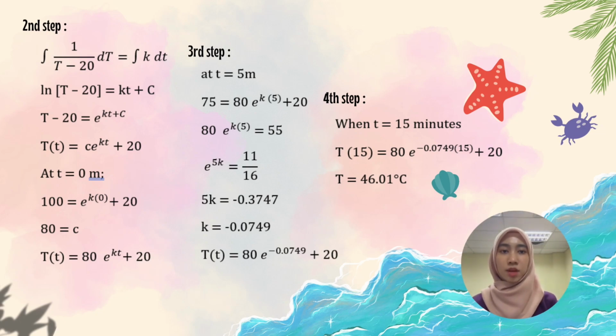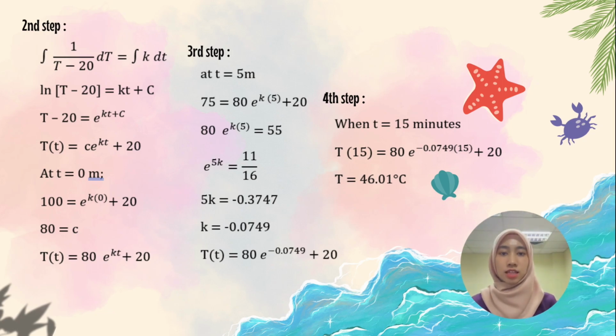Then we eliminate ln by multiplying with exponential. So we get T minus 20 equals e to the power of kt plus c. Then we apply the initial condition T(0) equals 100 degrees Celsius: 100 equals e to the power of k(0) plus 20. Then we get the value of c, which is c equals 80. And then we get T(t) equals 80e to the power of kt plus 20.